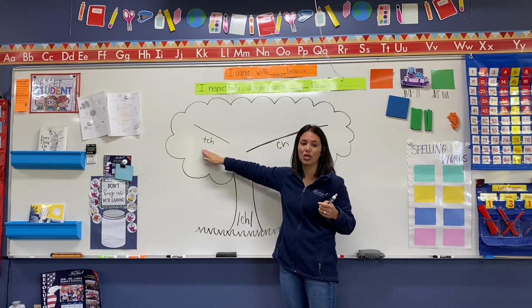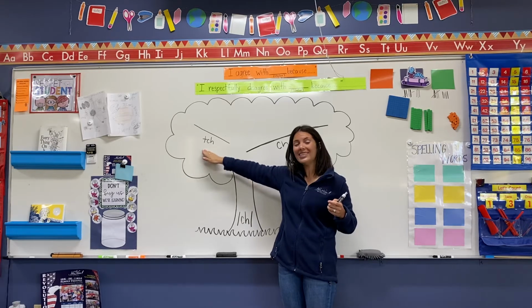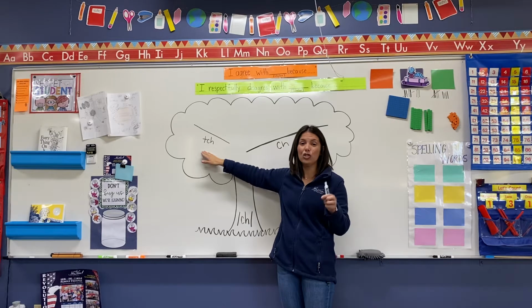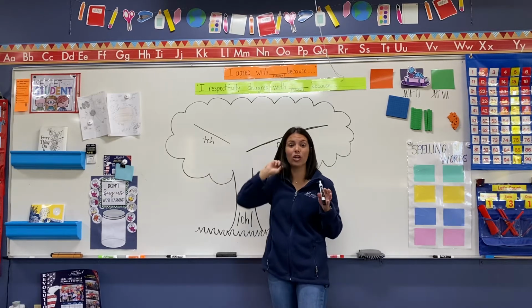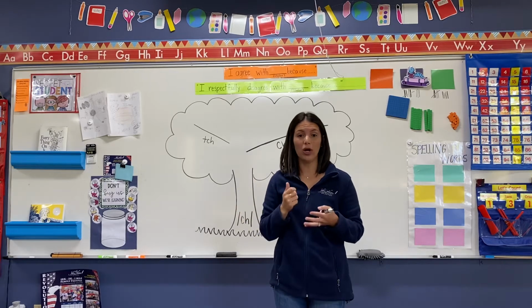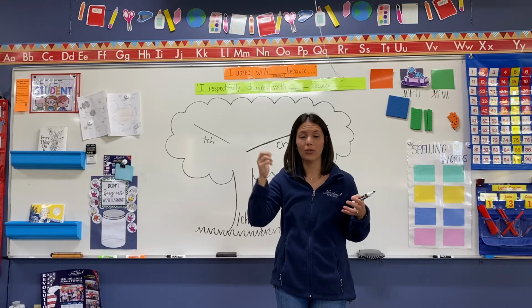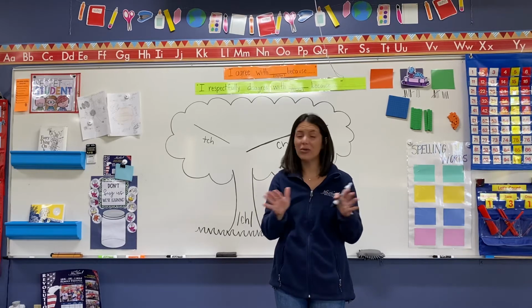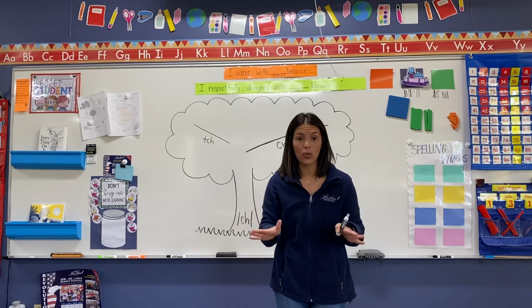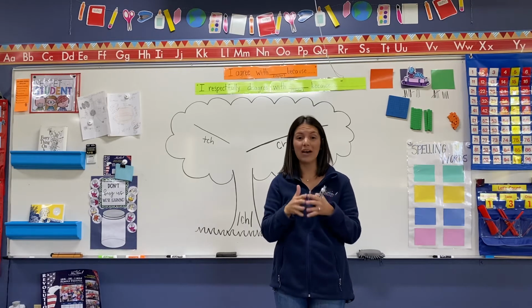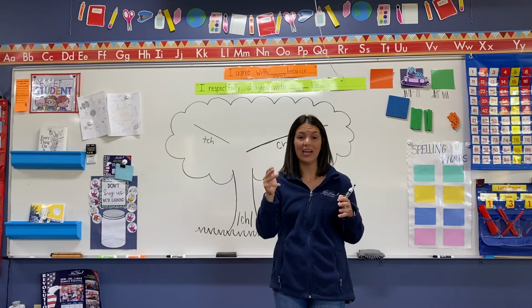Let's start with the smaller one, the TCH. The TCH is almost never used at the beginning of a word or a syllable, okay? And it's usually always found after a short vowel. Remember, our short vowels are a, e, i, okay? So it's almost never found at the beginning of the word or the syllable, and it's usually found after a short vowel, a, e, i.